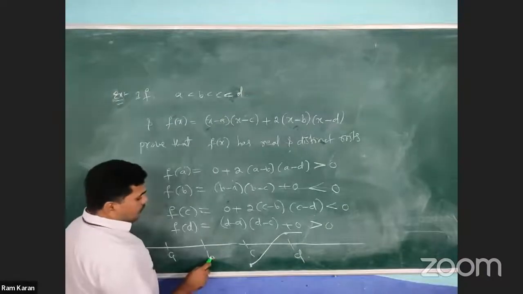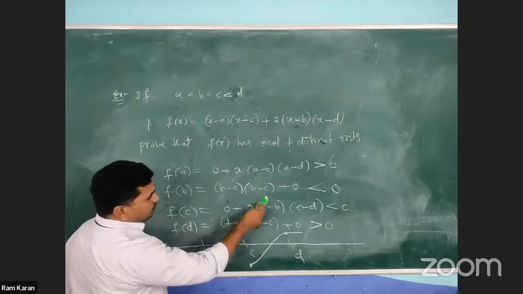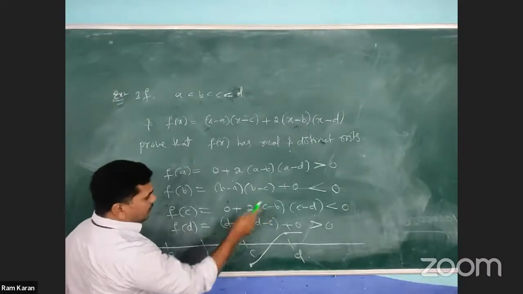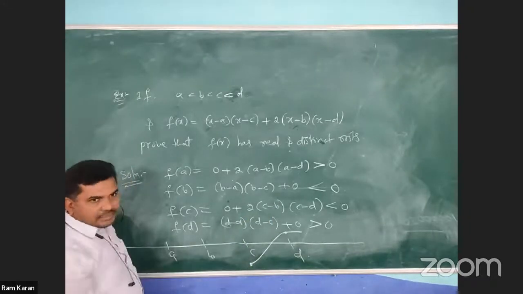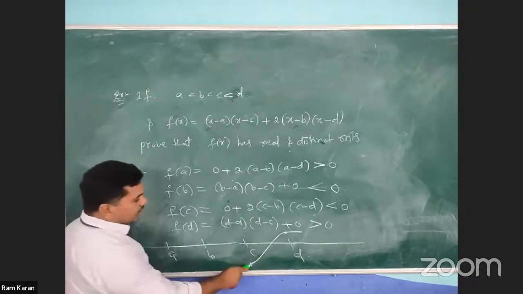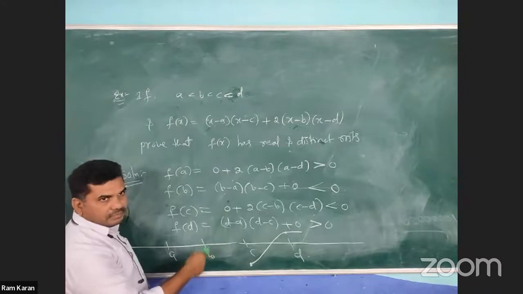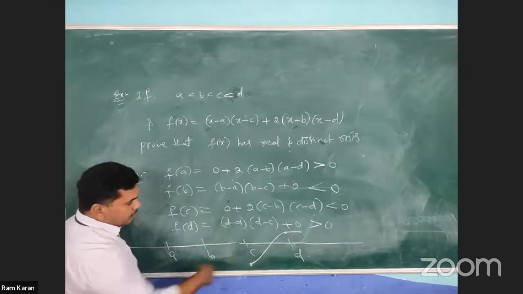Now f of B is what? Negative. F of C is also negative. The curve will not cross between B and C. Between B and C, the curve will not cross the x-axis. Then it is below the x-axis.